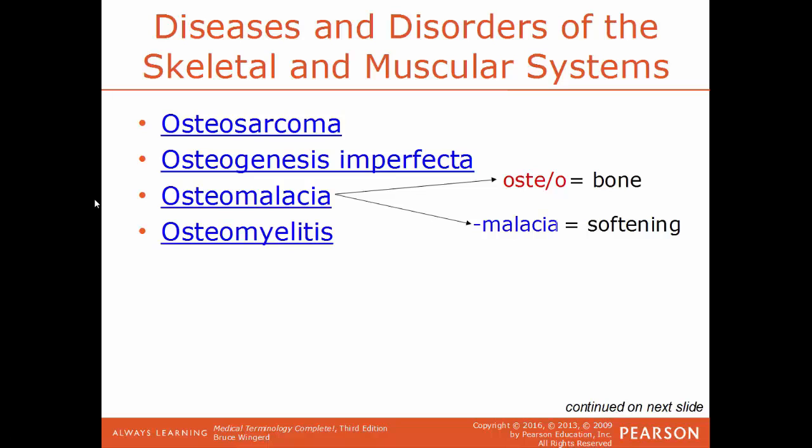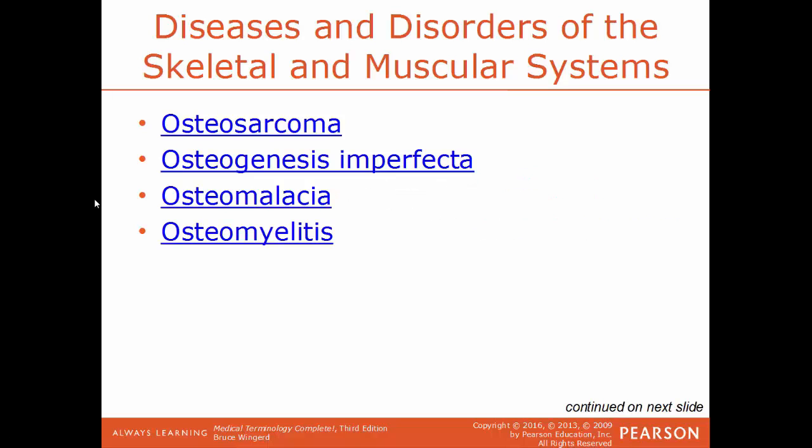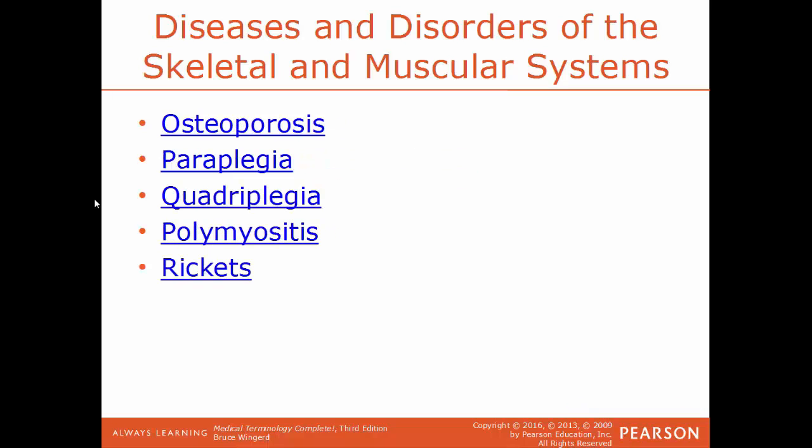Malacia means the softening, so osteomalacia is the softening of the bone. And last term on here, osteomyelitis, is an inflammation of the bone or the bone marrow itself. Osteoporosis is a condition where the bones become less dense. This is much more common in women who are postmenopausal.